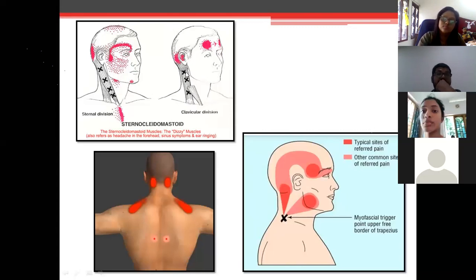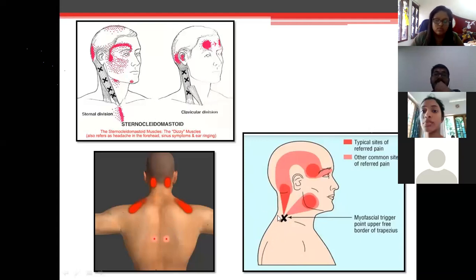And if you get trigger points over there, this is the typical appearance of sternocleidomastoid trigger points. And next are the trapezius trigger points. The trapezius trigger points will be at the anterior, the upper border. If we have a trapezius trigger point there, it is typically known as a fishhook pattern.